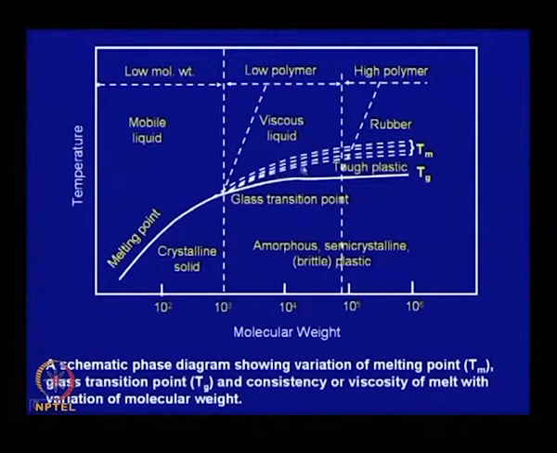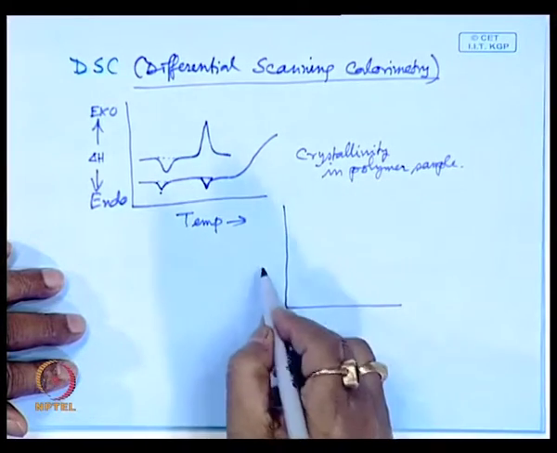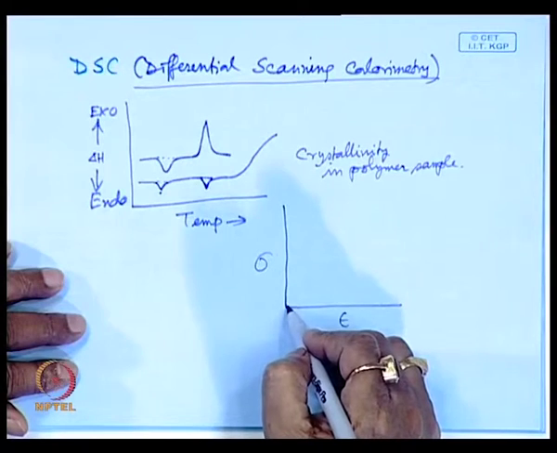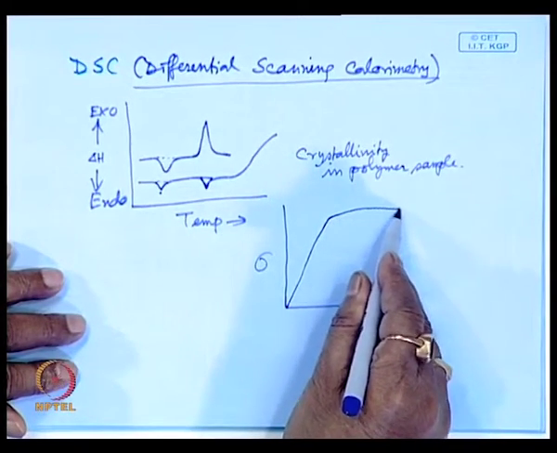So, this is the region of tough plastic. Why is it called tough? Now, if you want to understand toughness, if you look at the stress strain curve, toughness depends on the stress level as well as the deformation level.